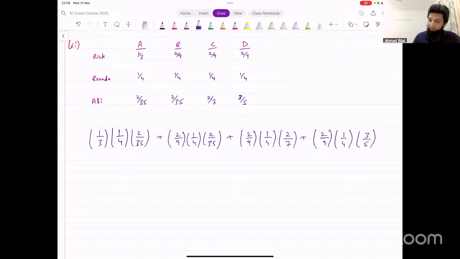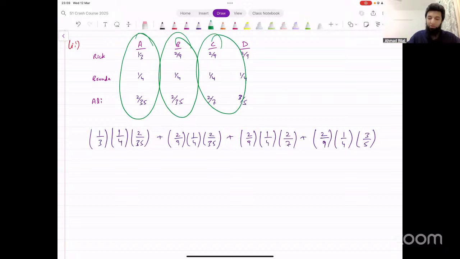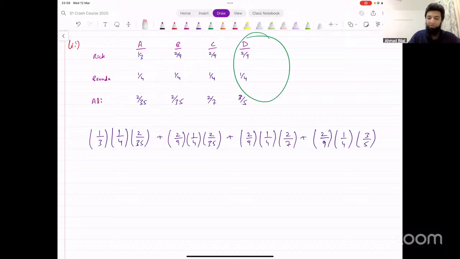We're multiplying them because we're saying Rick chooses A and Brenda chooses A and Ali chooses A. That's one case. Or the second case is Rick chooses B and Brenda chooses B and Ali chooses B. So we multiply these. Similarly for the rest of them, and then we add all of them because it's either this first case or the second case or the third case or the fourth case. So we add all of those cases up, and that is going to give us the final result. That's it. The second part is pretty straightforward. That should give you the result.